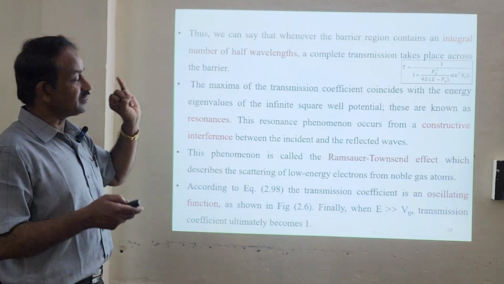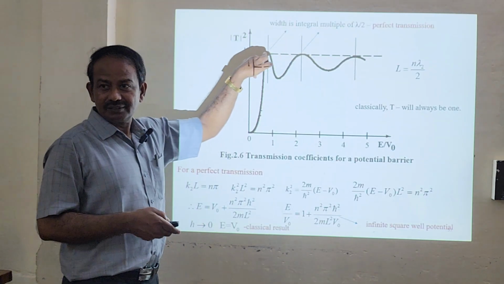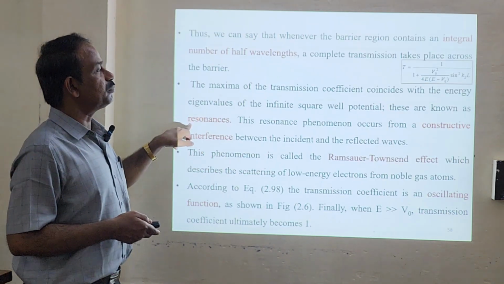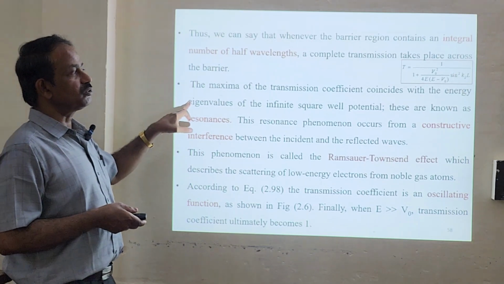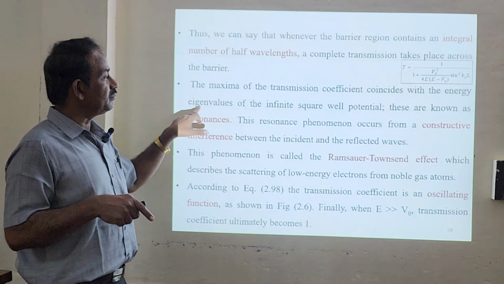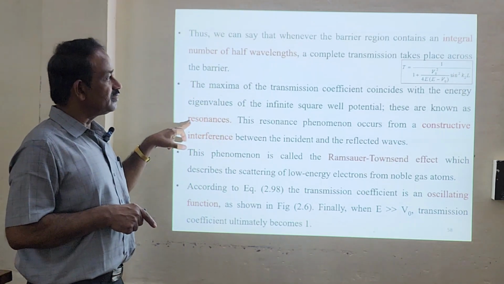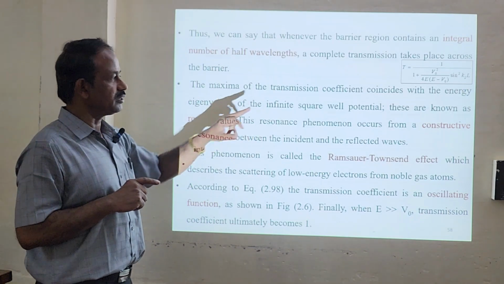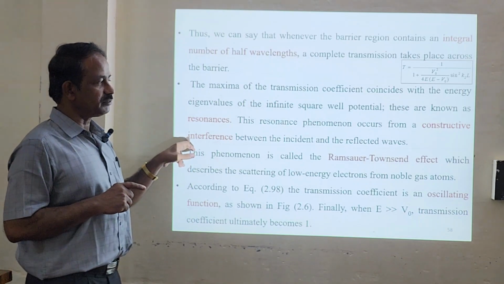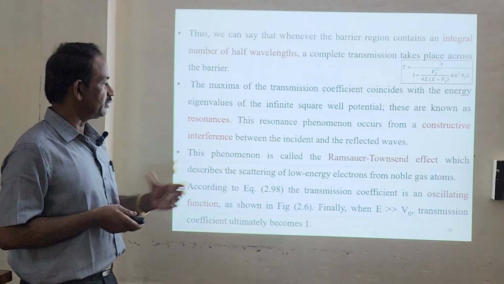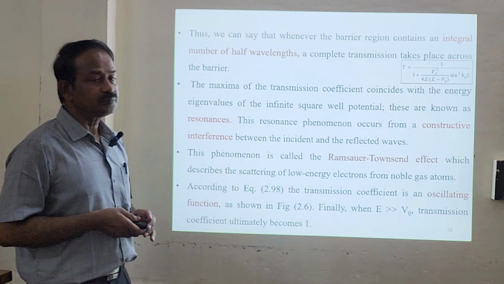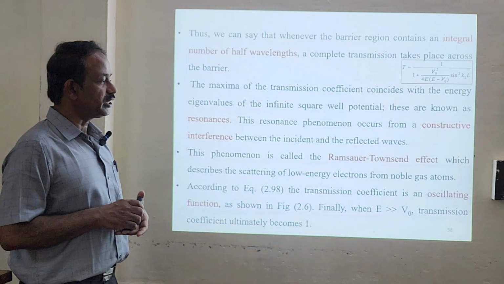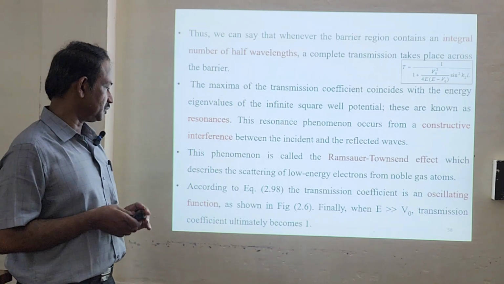The second one, as I said, we will have a constructive interference, where it touches the transmission curve. The maxima of the transmission coefficient coincide with the energy eigenvalues of the infinite square well potential. These are known as resonances. This resonance phenomenon occurs from a constructive interference between the incident and reflected wave. This phenomenon is called the Ramsauer-Townsend effect, which describes the scattering of low energy electrons from noble gas atoms.